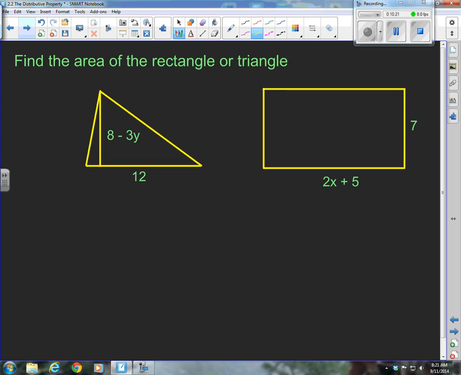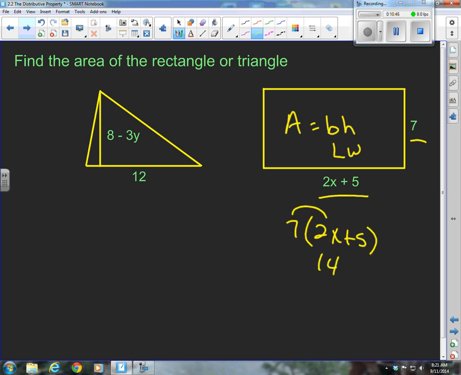Okay, one last thing before we're done. We're going to use distributive property here to find the area. Now the length of this rectangle is 2x plus 5. The width is 7. Remember, area is base times height or length times width, either one. We're going to multiply 7 by 2x plus 5, and we're going to use the distributive property to give us our answer. 7 times 2x is 14x, plus 7 times 5 is 35. And we are done: 14x plus 35. We don't know what x is, so we are finished. We can't do anything else to that problem.